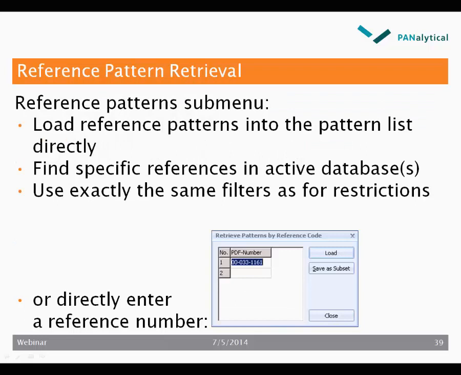Pattern retrieval means to find and directly load reference patterns from a database into the pattern list in HighScore. The same filters as for restrictions are available, depending on the active database, like subfiles, quality, chemistry, and so on. Another possibility is to enter a reference number directly and to load this pattern.